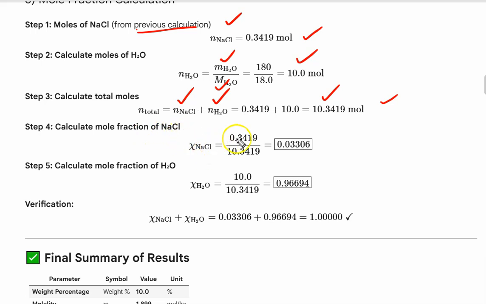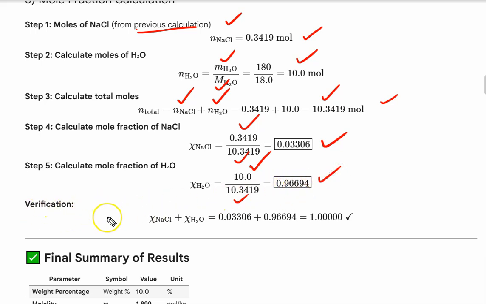Now from here calculate mole fraction of NaCl. So that is X NaCl, individual mole by total mole. Individual mole of NaCl is 0.3419 by total mole 10.3419. So that is 0.03306. And calculate mole fraction of H2O. So that is 10, individual mole, by total mole. So mole fraction of H2O is 0.96694.